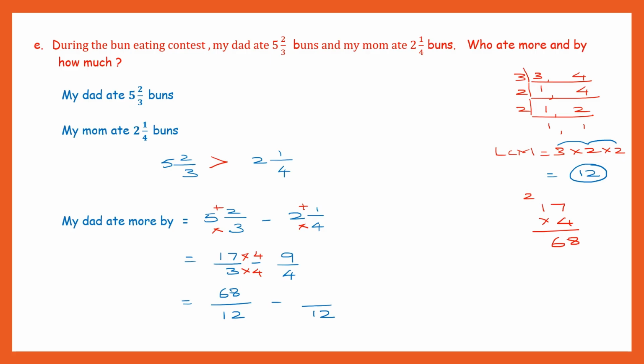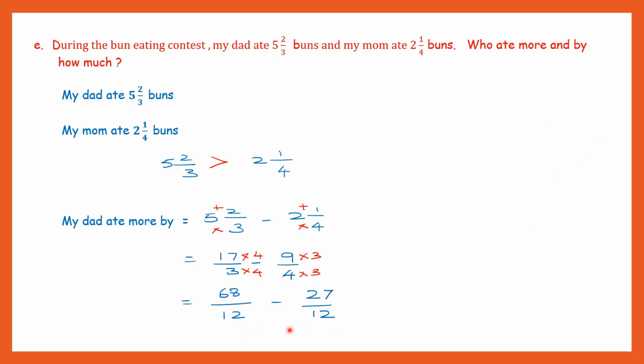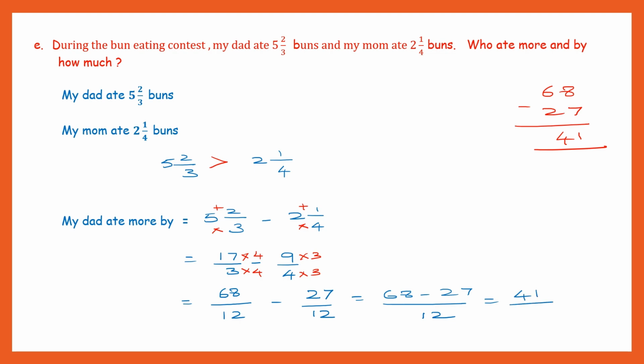Let's go to the next one. Now here it is 4 into 3 is 12. So multiply 9 also by 3. 9 threes are 27. Now here the denominators are the same, so we can just subtract the numerators. So this will be 68 minus 27 by 12. Now let's do the subtraction. 68 minus 27. 8 minus 7 is 1. 6 minus 2 is 4. So that's 41. So this becomes 41 by 12.